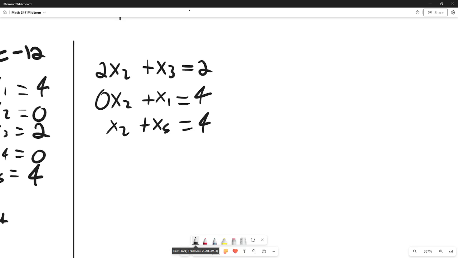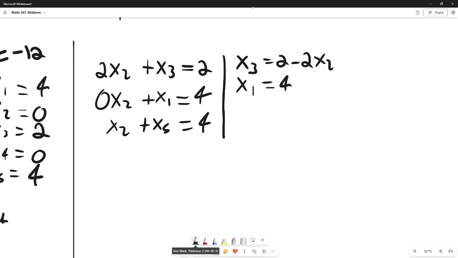Obviously this question can be done way faster. We're taking a lot longer so I can explain it each step. But from here, we're going to have x3 is equal to 2 minus 2x2. X1 is equal to 4, because that's just 0. And x5 is equal to 4. Actually, I'll put minus 0x2 just to show it. 4 minus x2.